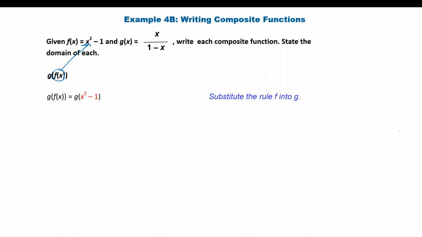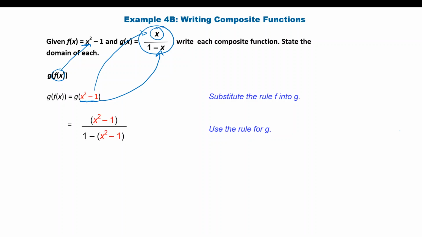So what that tells us is that in place of x in our problem up here, every place we see x, we have to replace it with x squared minus 1. So I'm going to put an x squared minus 1 there and an x squared minus 1 here. Let's take a look at that. So we're going to use the rule for g.